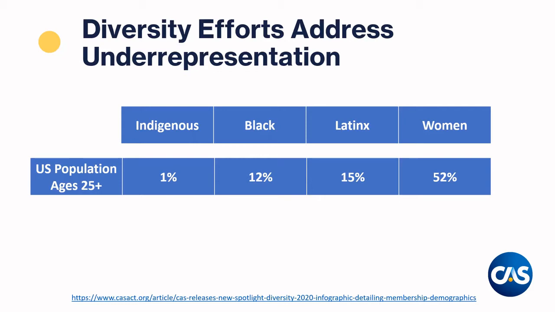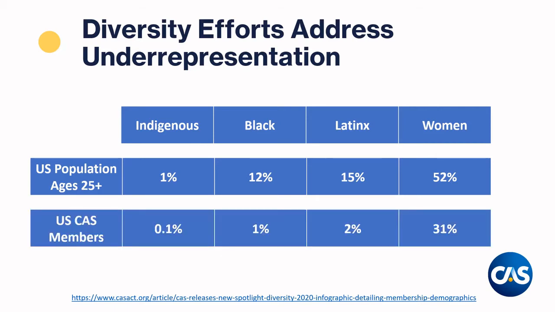Now, on this slide, I'm showing the US population ages 25 and over for Indigenous, Black, and Latinx people across all genders, and for women across all races. CAS members in these groups are significantly underrepresented when compared to the US population. Indigenous people make up 0.1% of CAS members compared to 1% of the population. Black members make up only 1% compared to 12% of the population. Latinx members are 2% compared to 15% of the population, and women are 31% compared to 52% of the US population aged 25 and up.